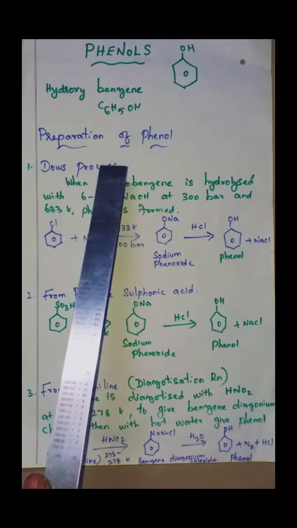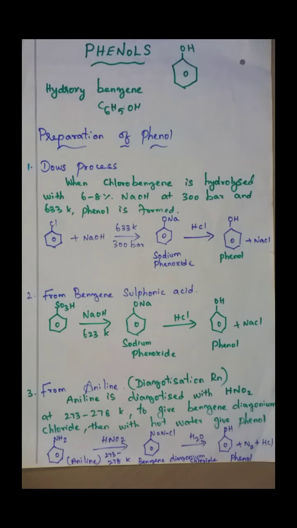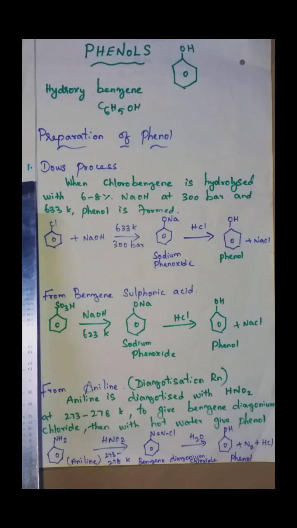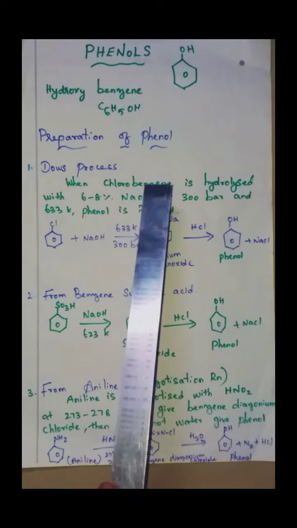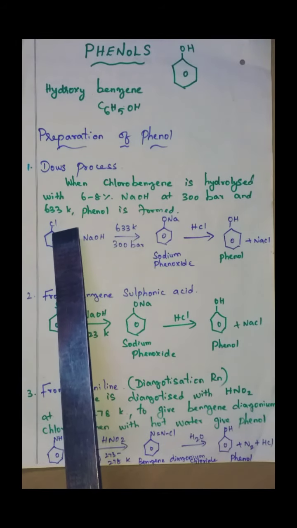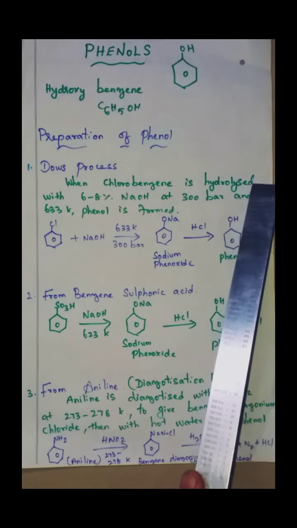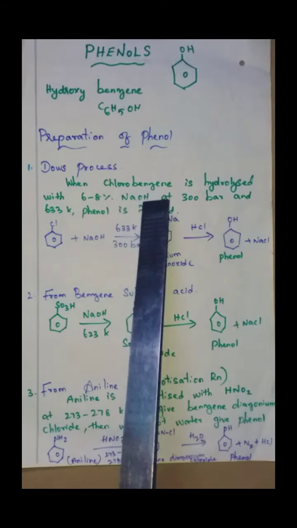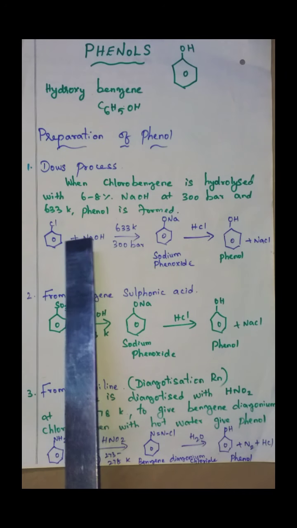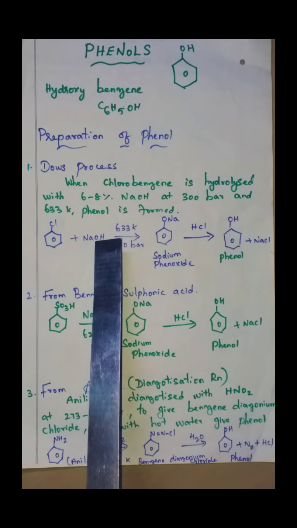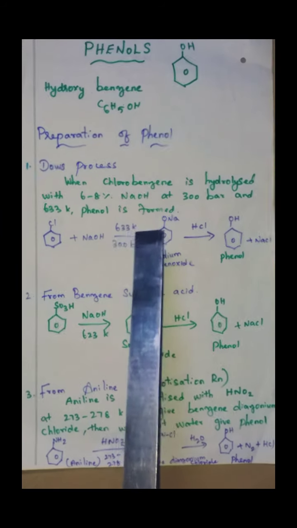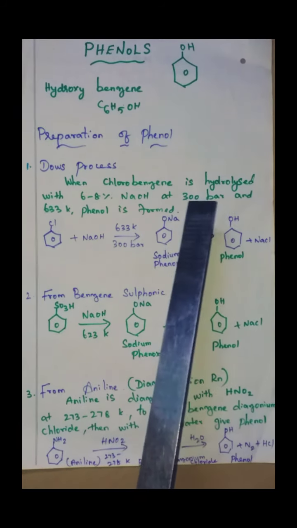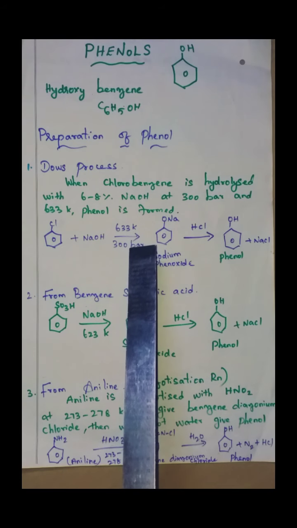For the preparation of phenol, there are four methods. All the four methods are very, very important. First we are going to see the name reaction called the Dow process. When chlorobenzene, that is C6H5Cl, is hydrolyzed with 6 to 8% sodium hydroxide at 633 Kelvin and 300 bar, that means atmospheric pressure.